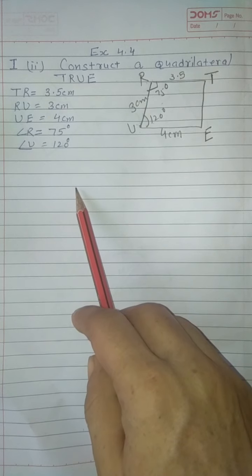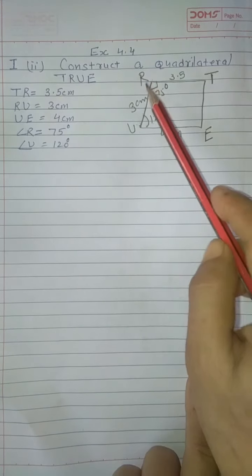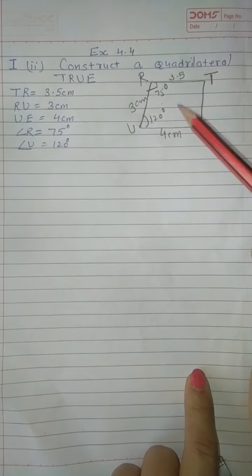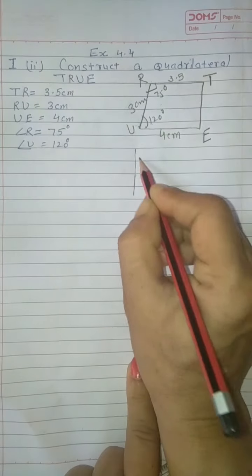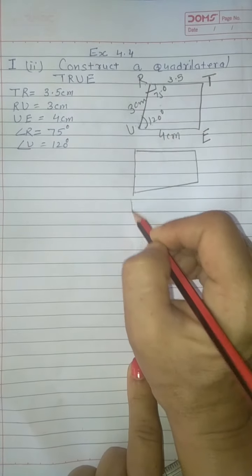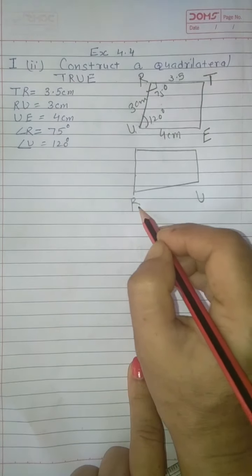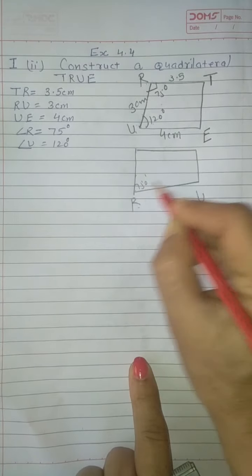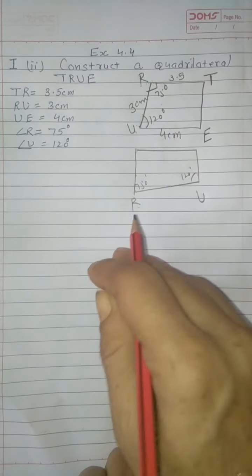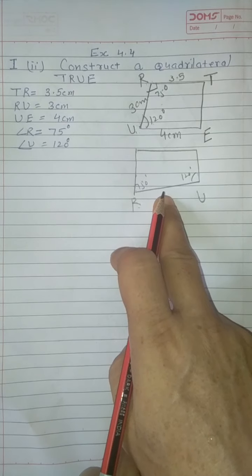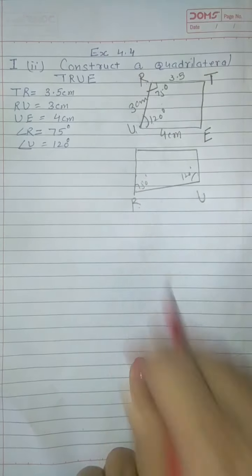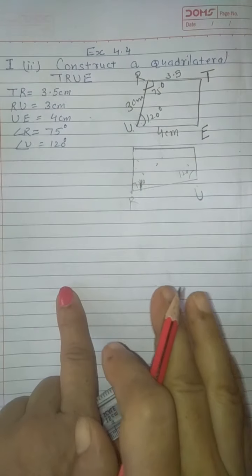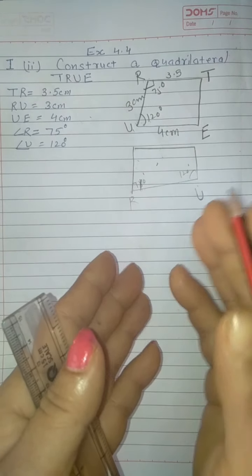So what would be your first step? Yes, I'll take RU as a base. I'll rotate this figure 90 degree and get a rough figure like this. This point R here and this one here, RU. Clear? So 75 degree I can draw here and 120 degree I can draw here. No need to draw this figure again. Imagine it in your mind. So I am not going to draw it here again, otherwise you will draw this rough figure again and again.